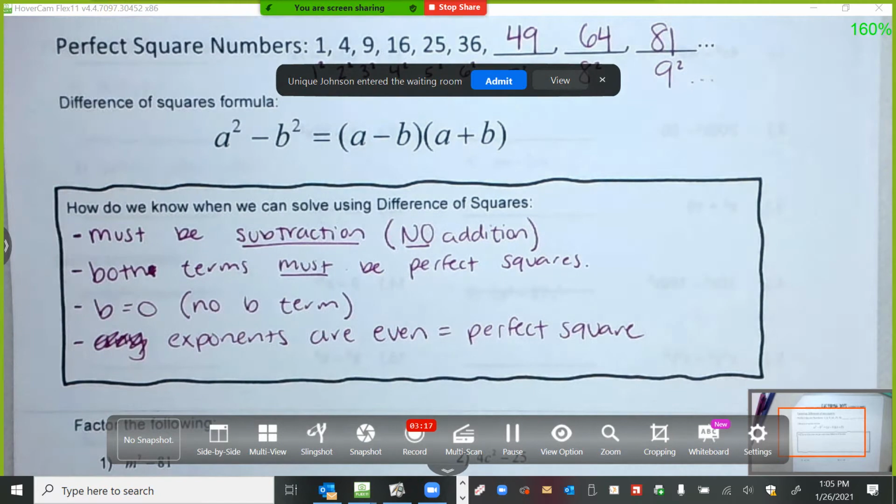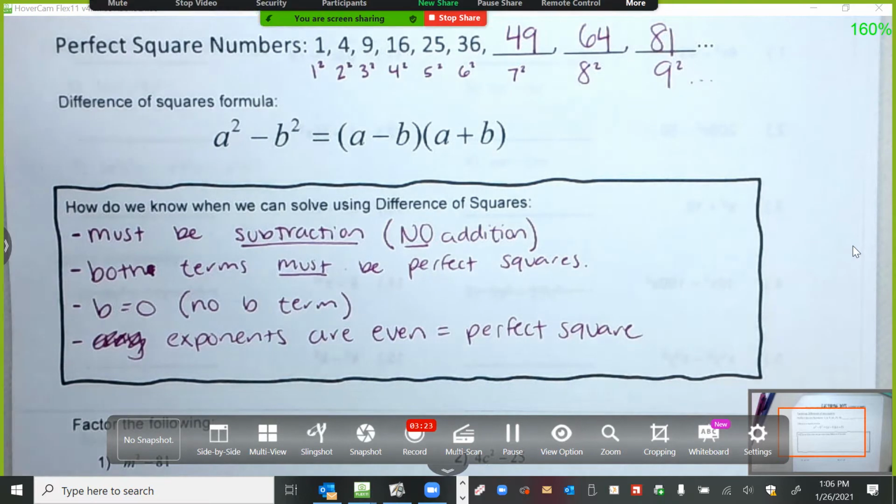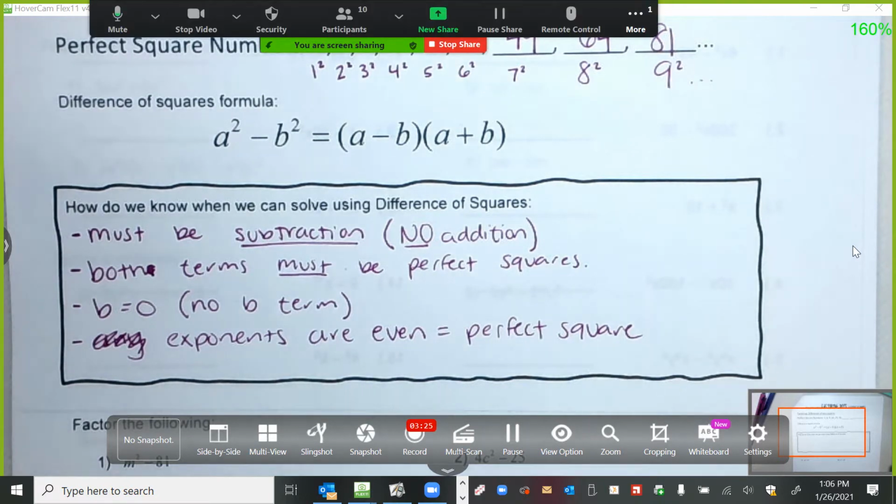Now one thing you always need to check is if there's a GCF. So, y'all, you still need to make sure it's in order, and you still need to check for GCFs.